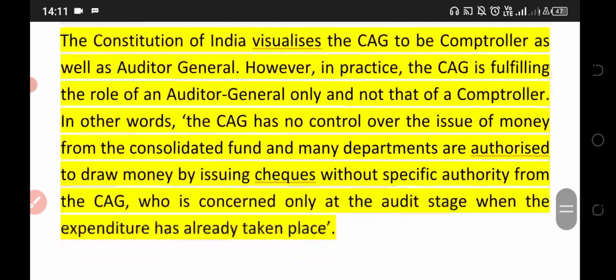The Constitution of India visualizes the CAG to be the Comptroller as well as the Auditor General. However, in practice, the CAG is fulfilling the role of the Auditor General only and not that of the Comptroller. In other words, the CAG has no control over the issue of money from the Consolidated Fund, and many departments are authorized to draw money by using cheques without specific authority from the CAG, who is concerned only at the audit stage when the expenditure has already taken place.